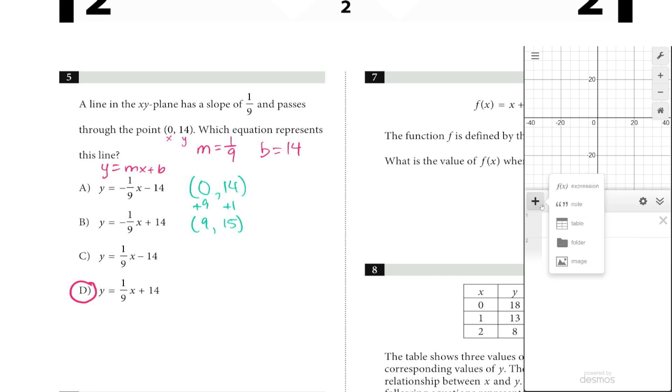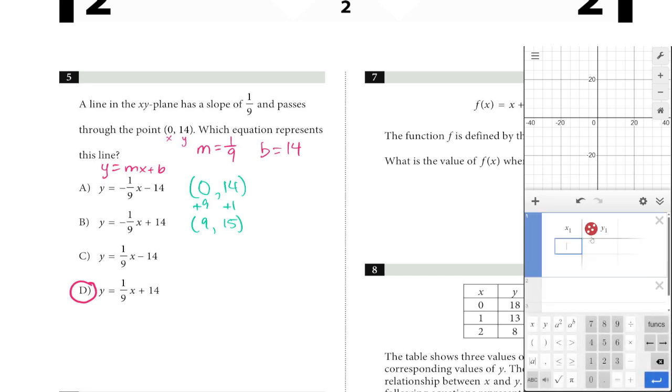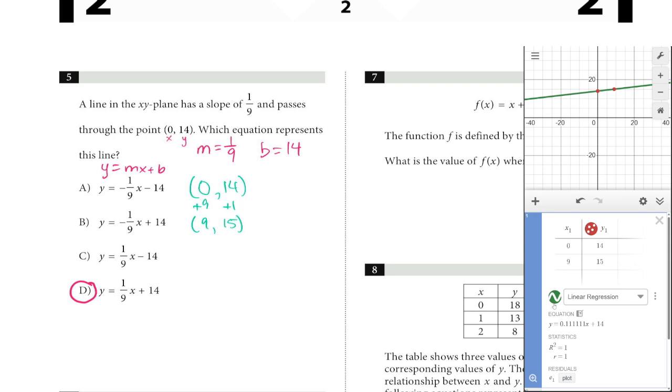So what we can do is we can add a table, and then we're just going to type the points in that they gave us. So 0, 14. And then we found the other point, which is 9, 15. And as soon as we put a second point, this little symbol pops up that says add regression. We're going to click it, and then we want linear regression.